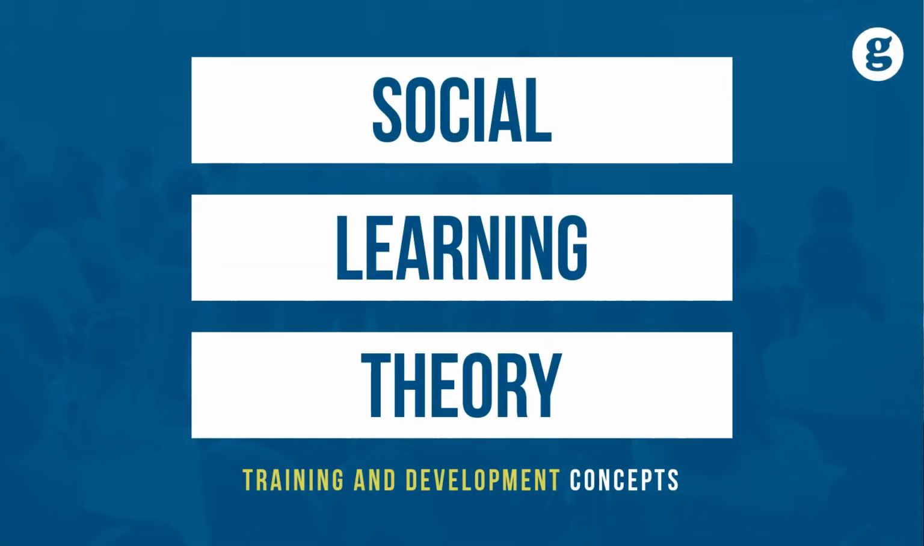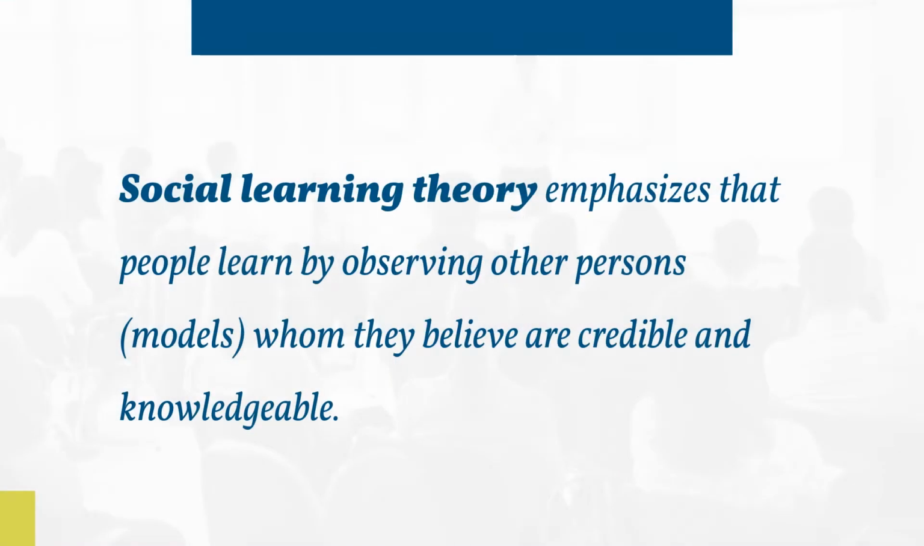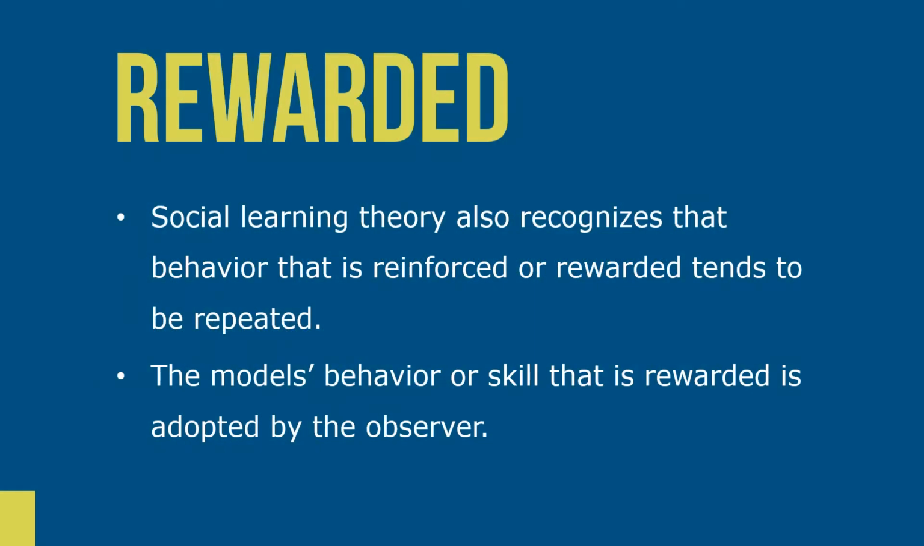Let's take a look at social learning theory. Social learning theory emphasizes that people learn by observing other persons, models, whom they believe are credible and knowledgeable. Social learning theory also recognizes that behavior that is reinforced or rewarded tends to be repeated. The model's behavior or skill that is rewarded is adopted by the observer.